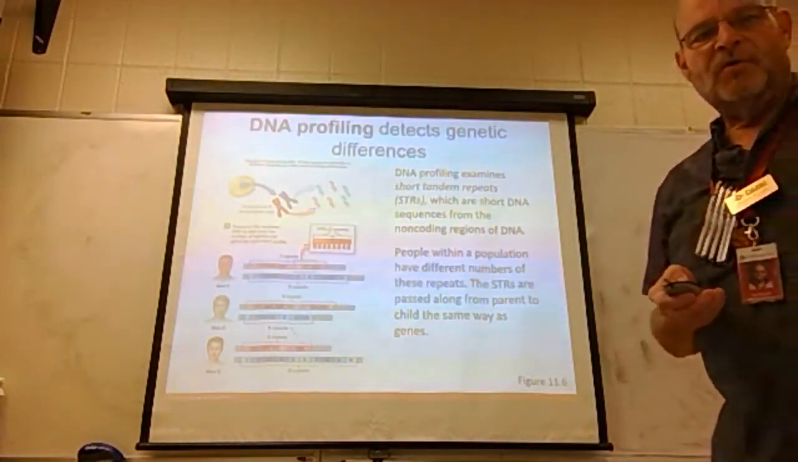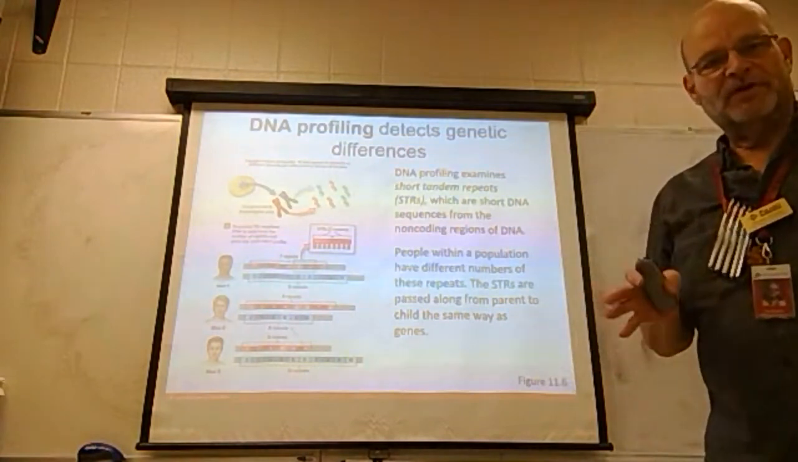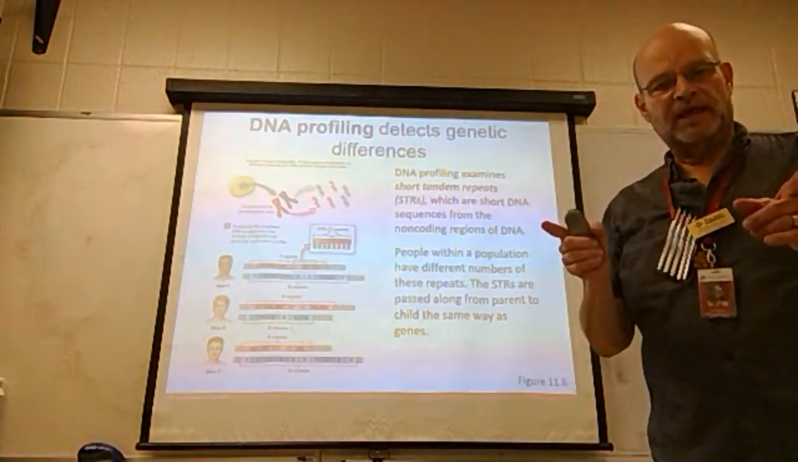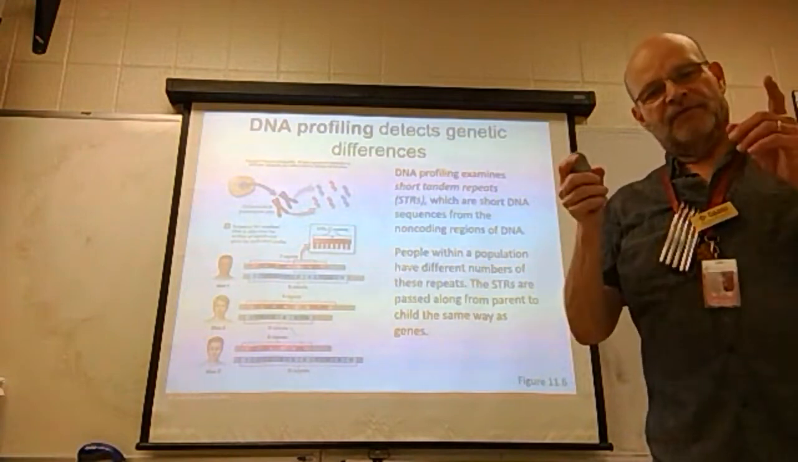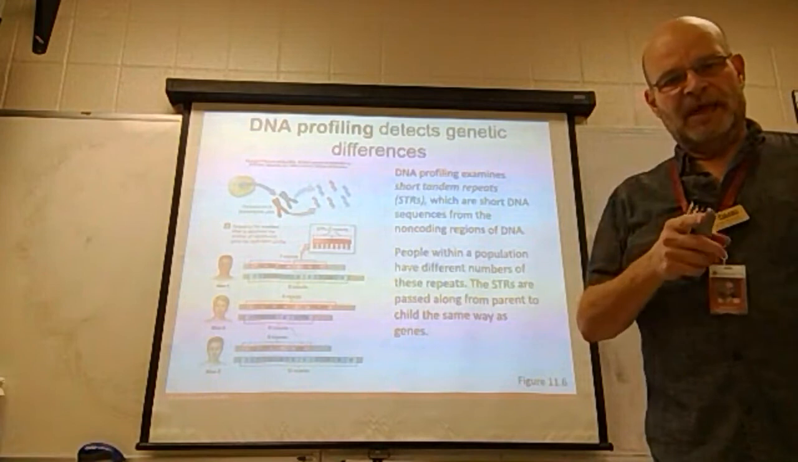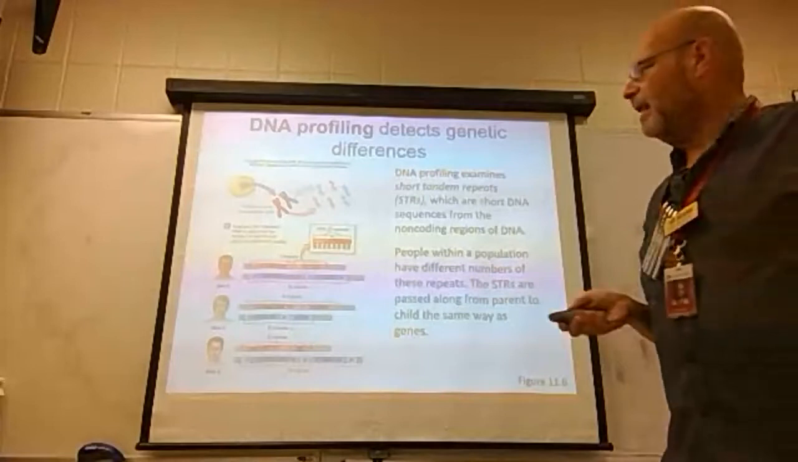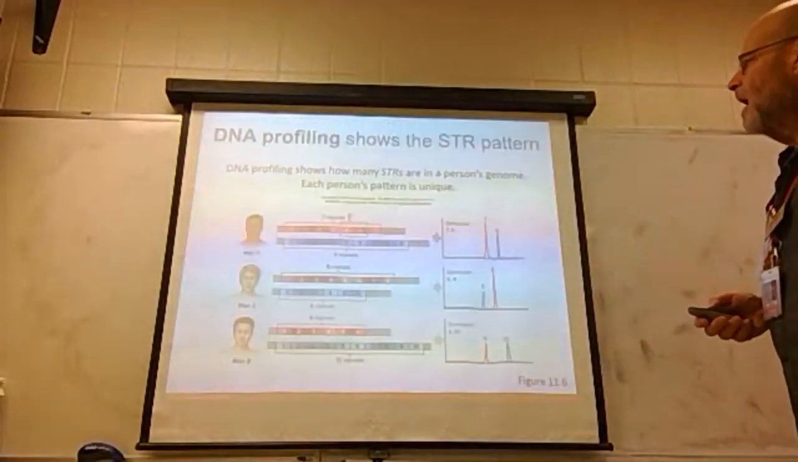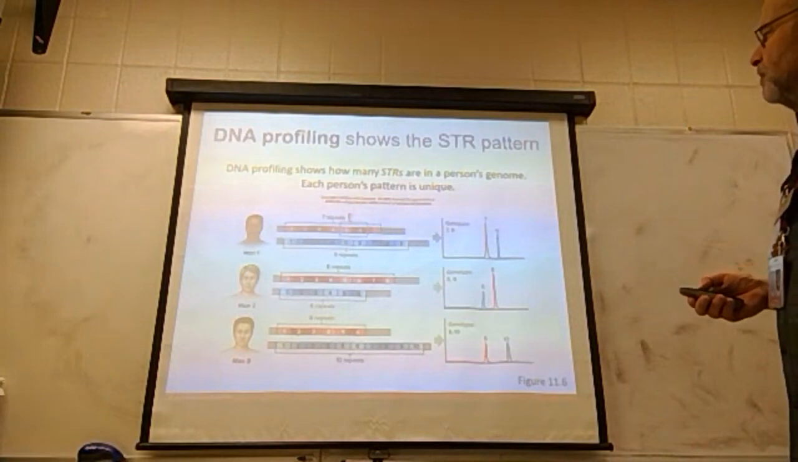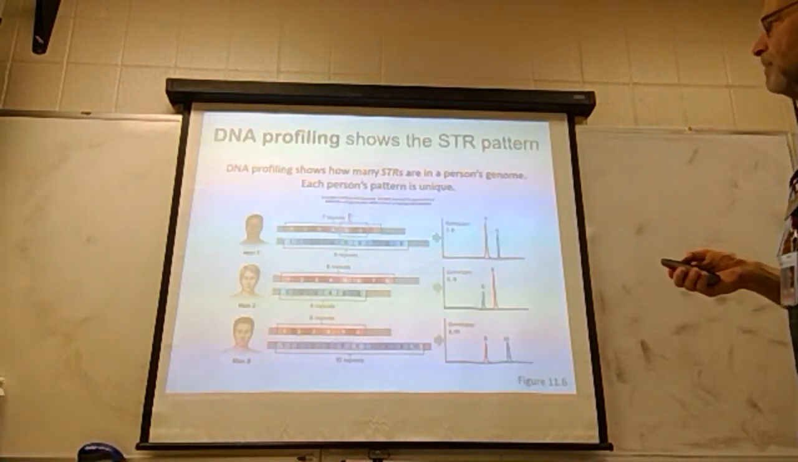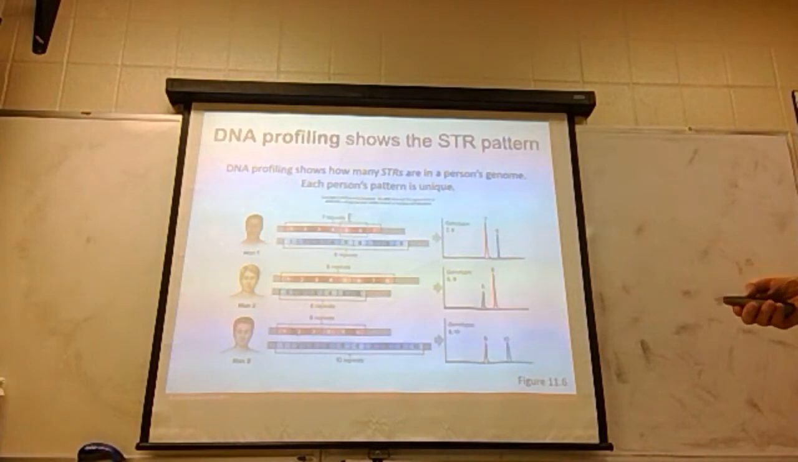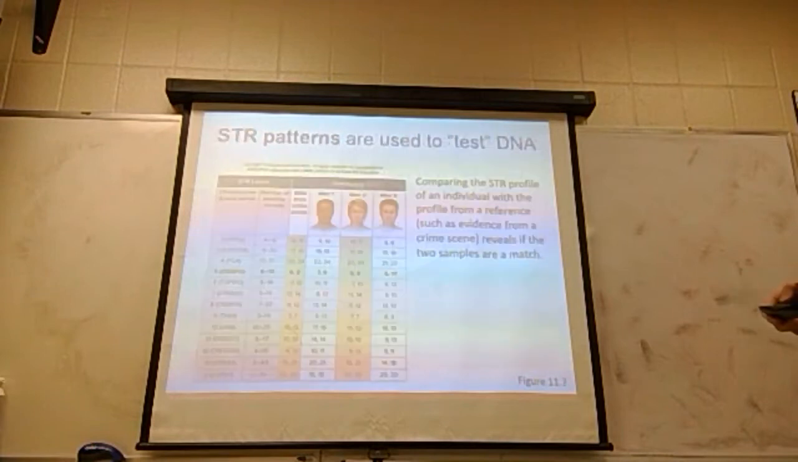If you've ever seen the Maury Povich show when he does the Who's the Daddy, that's what they're doing. They're doing a DNA analysis of short tandem repeats, and if more short tandem repeats appear in the baby and one of the prospective fathers, that's where they get that alignment. DNA profiling again shows how many short tandem repeats there are in a particular person's genome. This person has the short tandem repeats here, so you get this graph. This person has them here, so you get this graph, and then this graph.